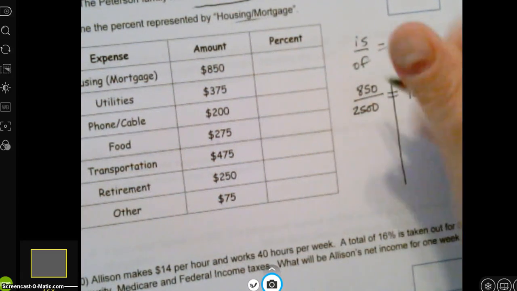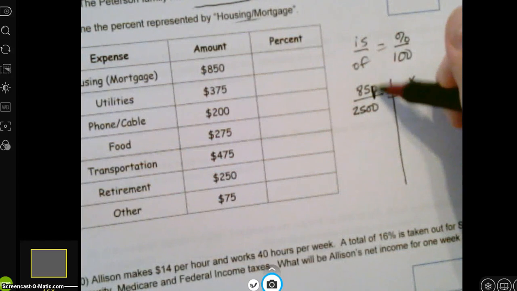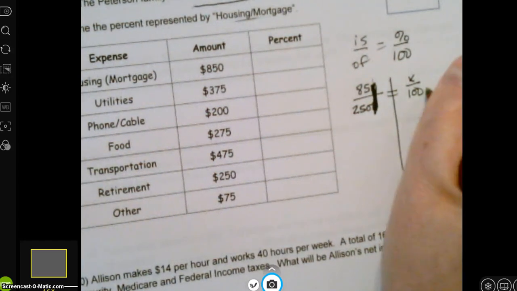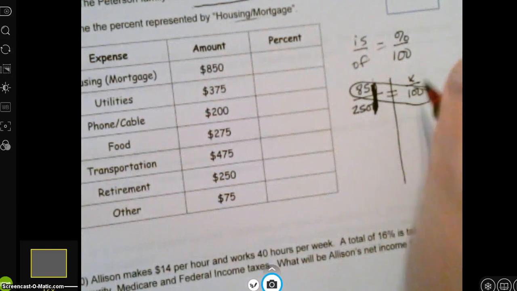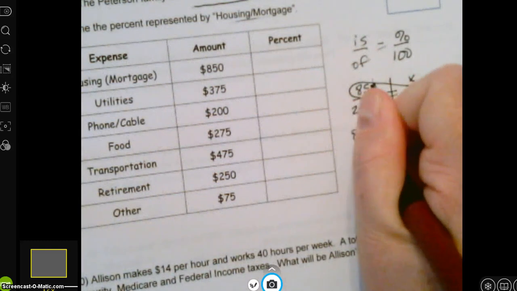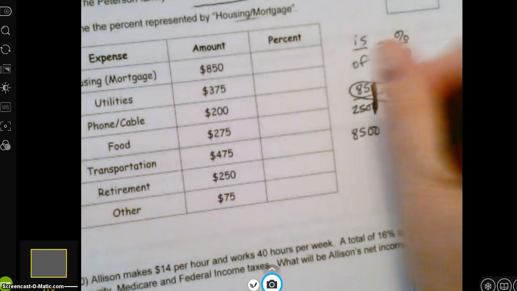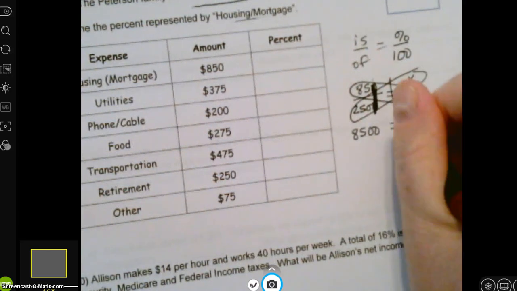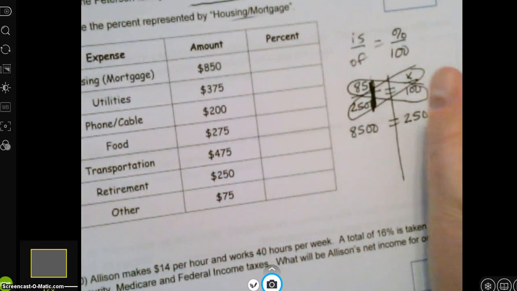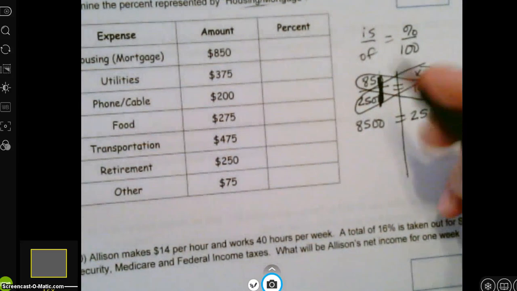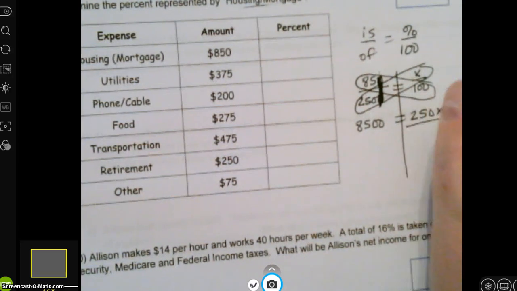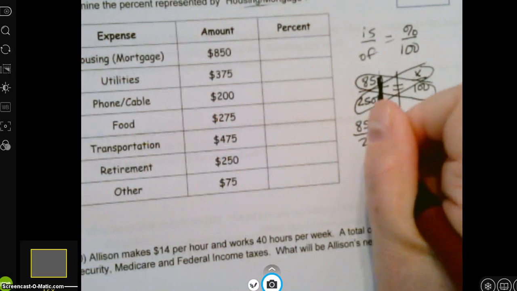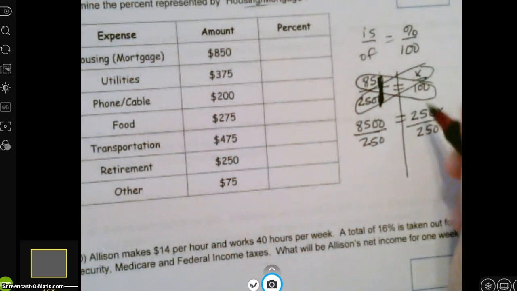So the first thing I'm going to do, hopefully you know, is get rid of the 0 on the end. Okay? So I have 8,500 on one side, 85 with 2 zeros, and on the other side I have 250 times x. Okay? Multiply that. Now we divide both sides by 250. Okay?